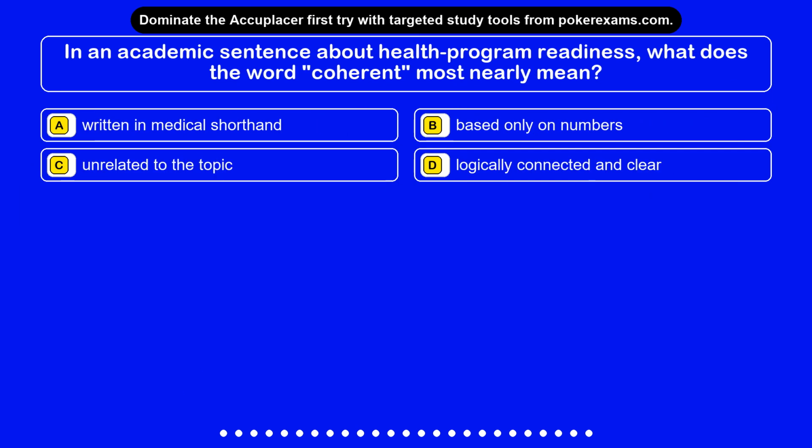Question 15. In an academic sentence about health program readiness, what does the word coherent most nearly mean? Option A. Written in medical shorthand. Option B. Based only on numbers. Option C. Unrelated to the topic. Option D. Logically connected and clear.